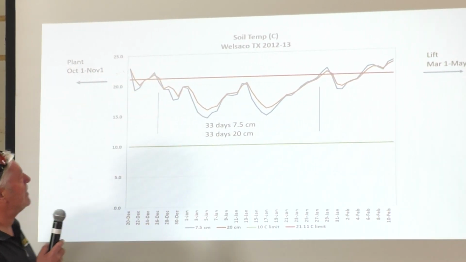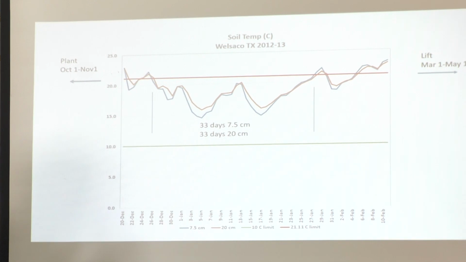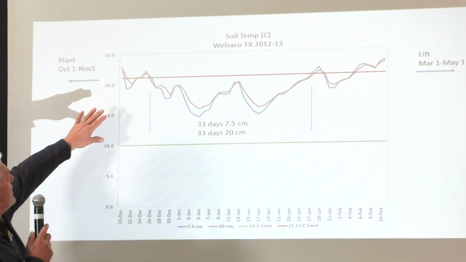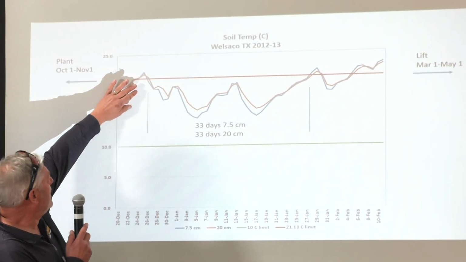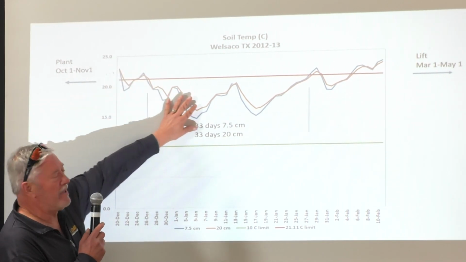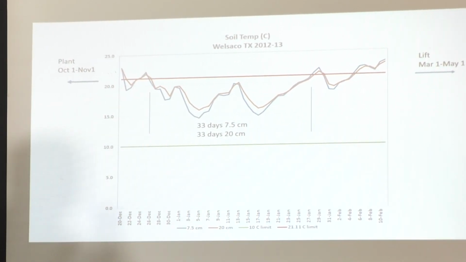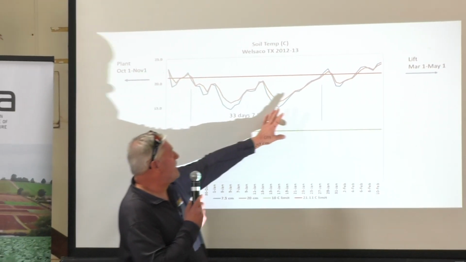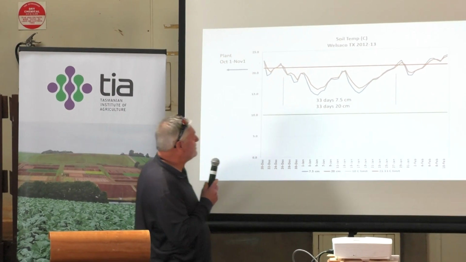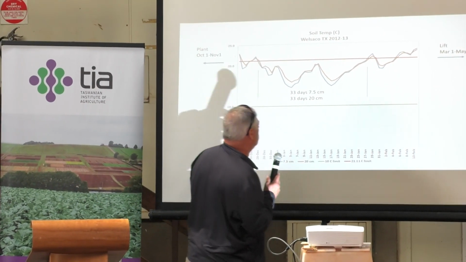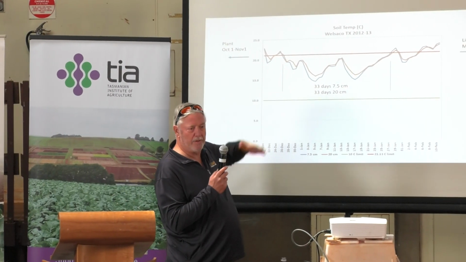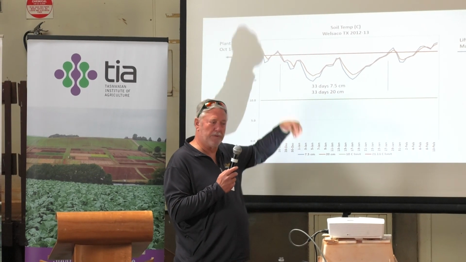And this is just a typical overwintered onion from 2012, 2013, a year. And so you can see that beginning towards the end of December, the soil temperature dropped into the conducive range for white rot to be active. And it stayed there for about 33 days before it eventually warmed back up above 21 degrees in late January.